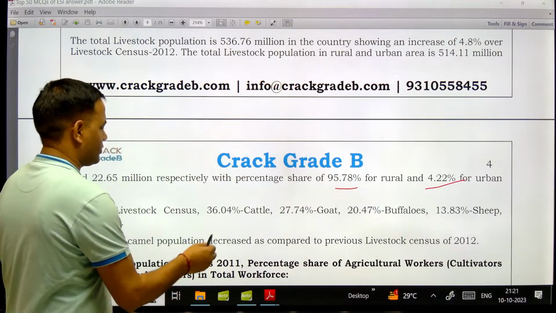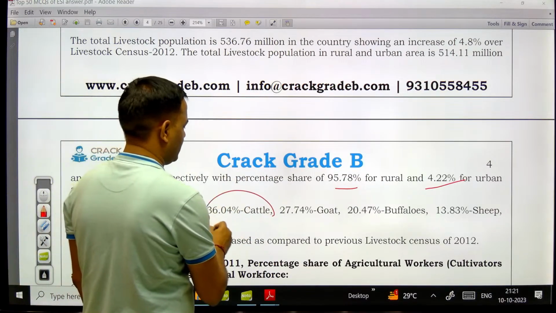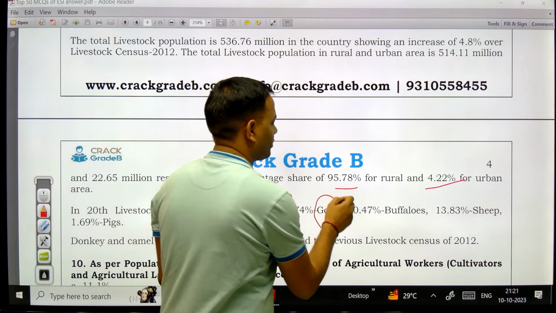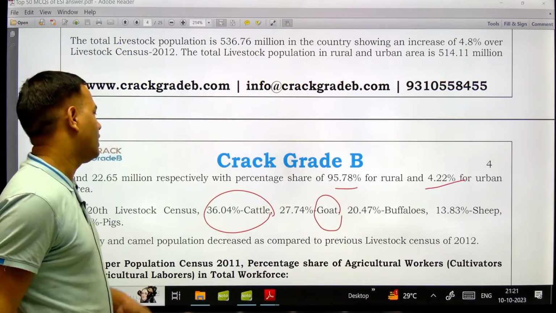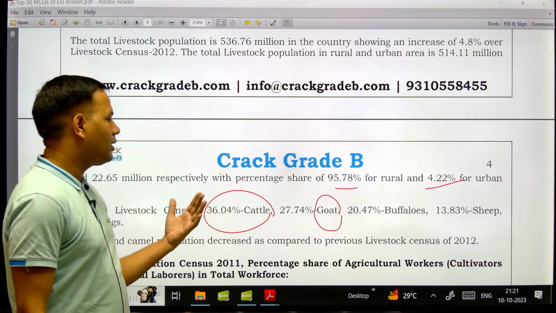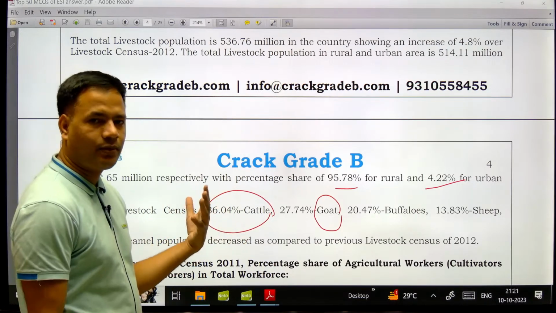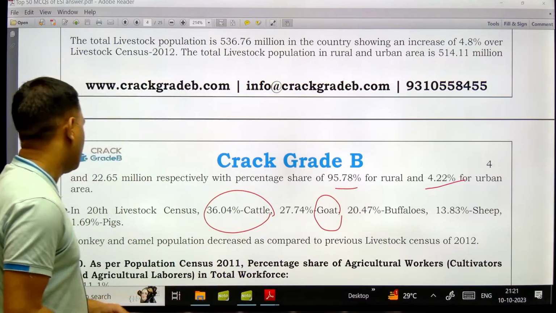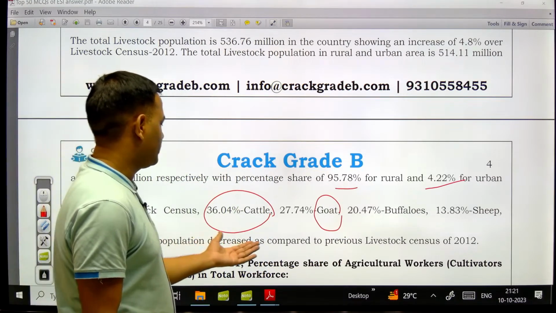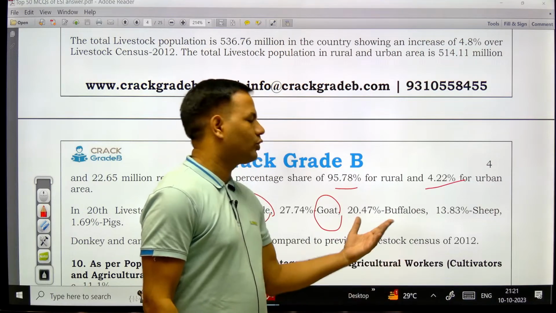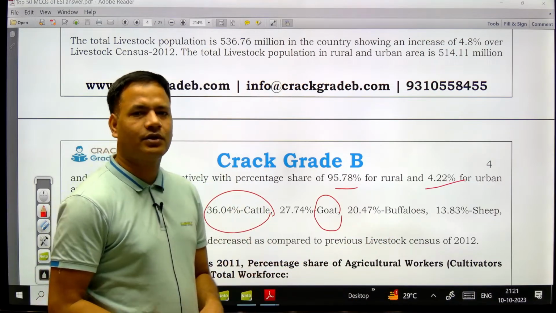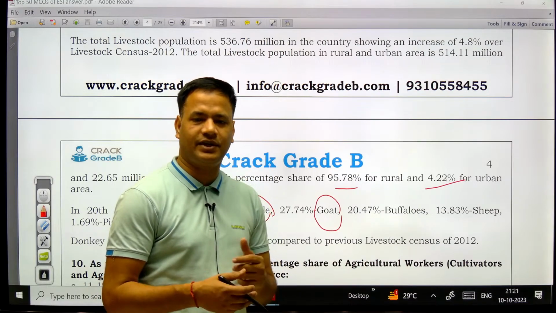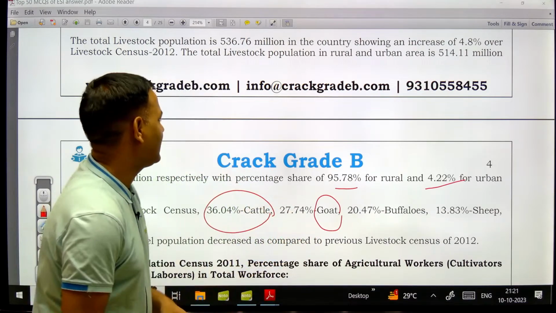In the 20th livestock census, highest population is of cattle, followed by goat. So sometimes it can also be asked which of the following animals has the highest population as per the 20th livestock census in the country. Donkey and camel population decreased as compared to the previous census. So it can also be asked which of the following animal populations has decreased as compared to the last livestock census.